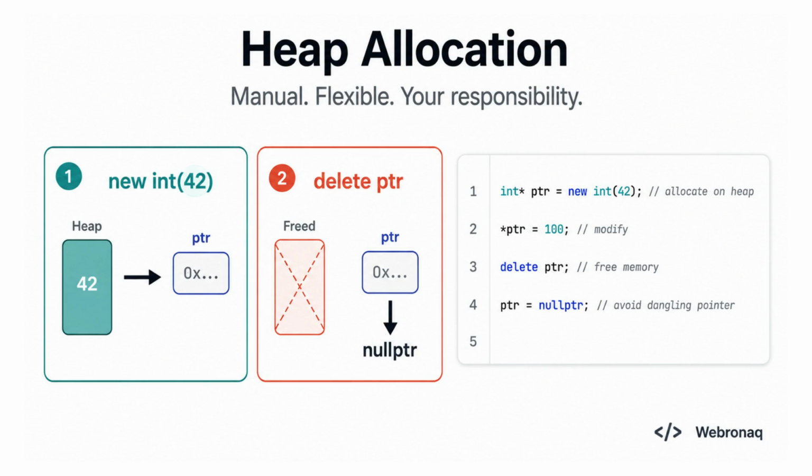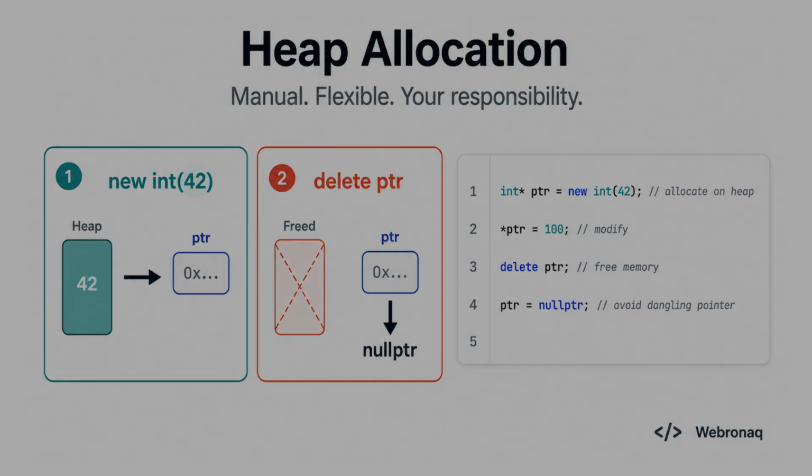After calling delete on ptr, set ptr to nullptr to avoid a dangling pointer, meaning a pointer that still holds an old address after the memory is freed. If you forget delete entirely, that memory is never returned. That is a memory leak. Every new must eventually be matched with a delete. Now let us compare stack and heap directly.